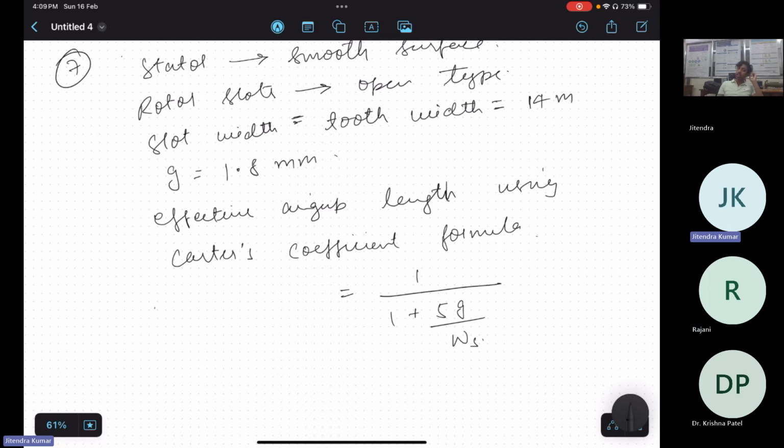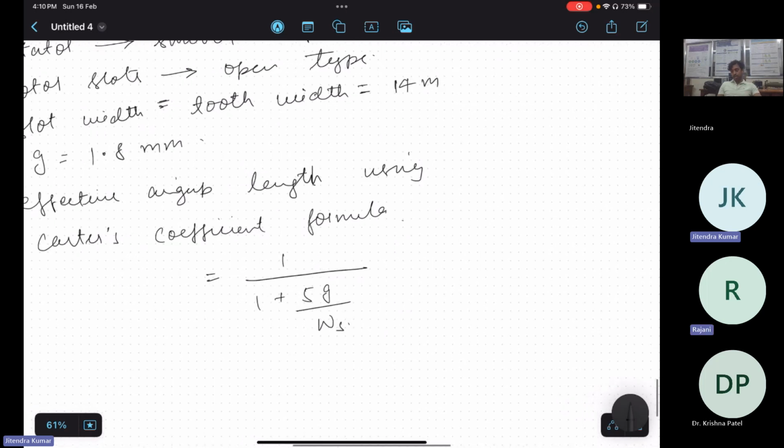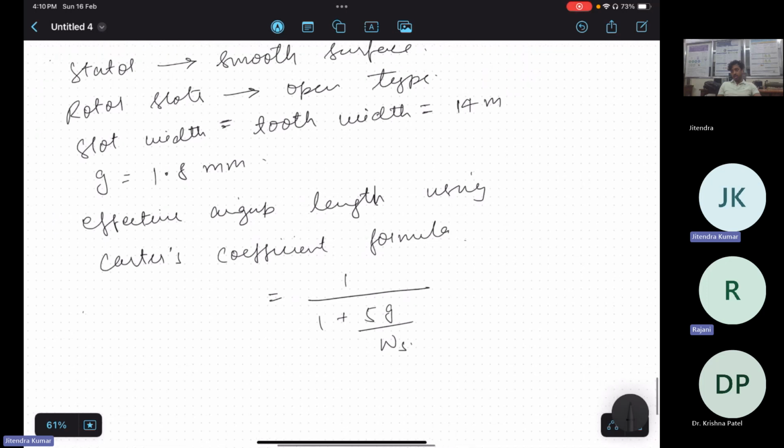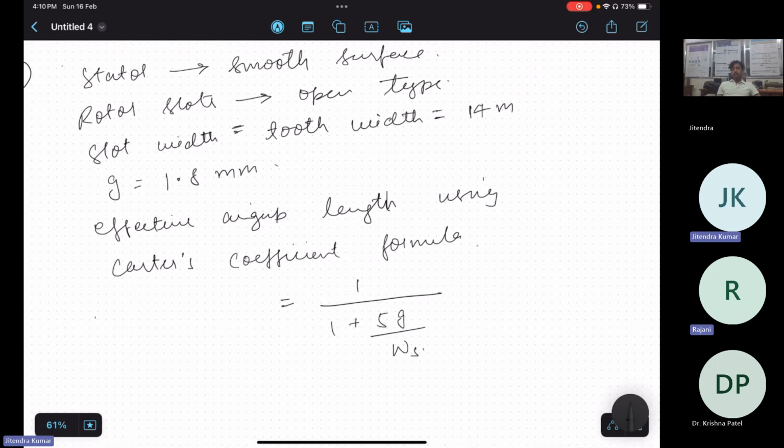And why is effective air gap length different from the air gap which is designed physically? Do you have any idea? Effective air gap means after slip we are utilizing the air gap, that one. No. Normally, if you consider, air gap is different.